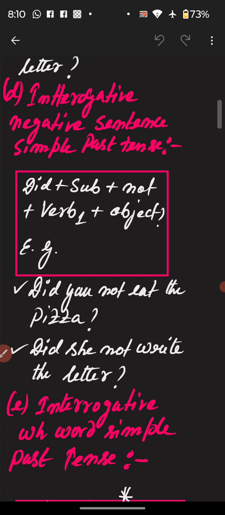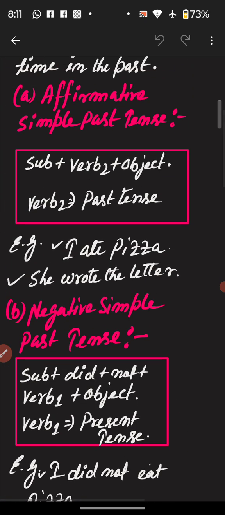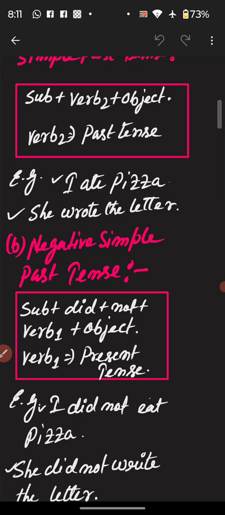So if the question is in negative form, what will the construction be? The construction will be similar to before, only you will have to include not. But where to put the not? Always put the not after the subject. In case of an affirmative sentence, look at this: where are you putting the not? After the subject you are using did and not. Yes or no? Yes.